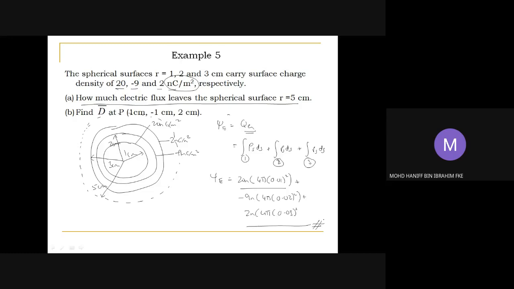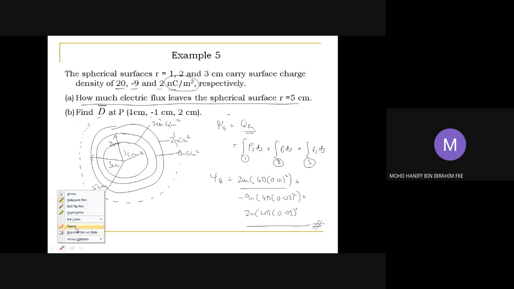So this is the basis of Gauss law. The flux leaving the surface is equal to the charge inside the surface. Hopefully you are clear regarding these issues. Any question for this? No? Okay, so I proceed with part B of the question.